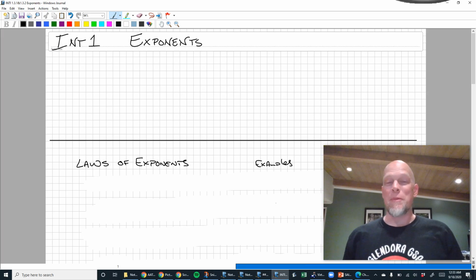Hey, wanted to tell you guys a bit about exponents today. So what we're going to do is jump into how to simplify exponents and exactly how the rules and laws of exponents work. So let's jump right into it here.